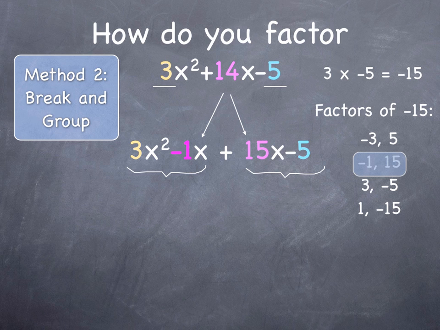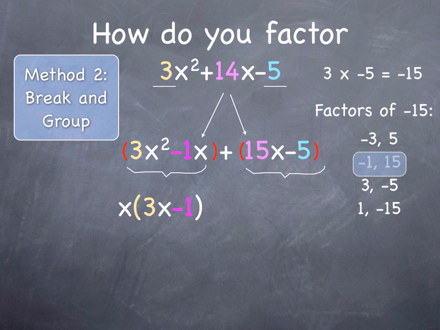Next, I'm going to do the group part of breaking group. I'm going to look first at the first 2 terms, 3x squared minus 1x, and I'm going to ask, is there anything I can factor out of both of those terms? Well, it looks like I can factor an x out of both of those. When I do that, I end up with x times 3x minus 1.